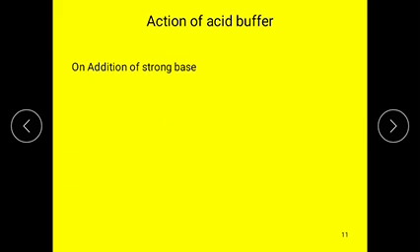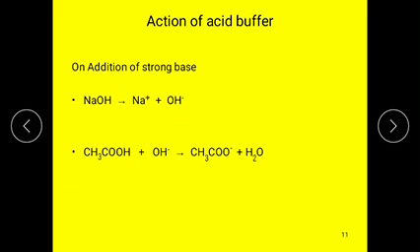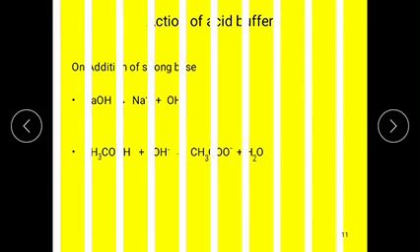In the case of action of acidic buffer solution, when we add a strong base to the acidic buffer solution, the sodium hydroxide on ionization produces Na+ and OH- ions. These OH- ions react with the CH3COOH molecules, then it forms CH3COO- plus H2O. There is no formation of H+ ions, then automatically the pH of the solution is stable.